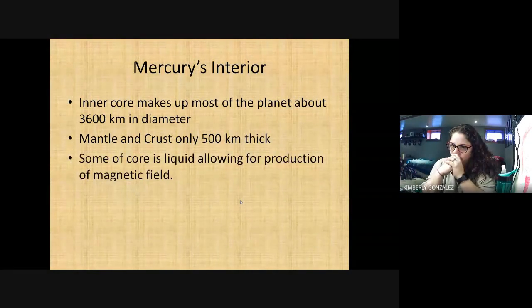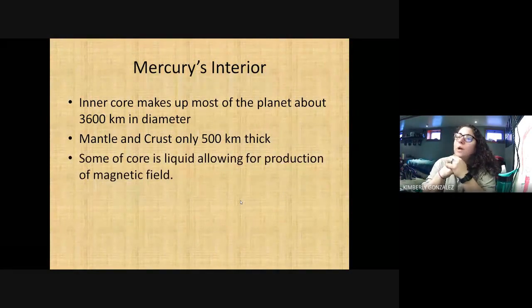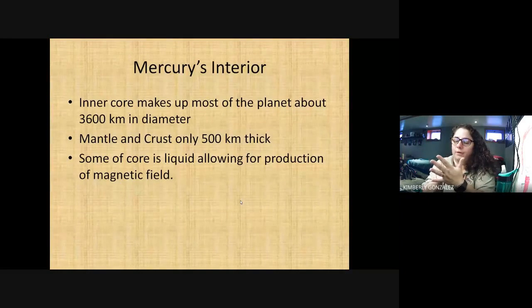Okay, so just like Earth, right, some of the core is going to be liquid. So some of the inside is going to be liquid, and that's going to produce a magnetic field.